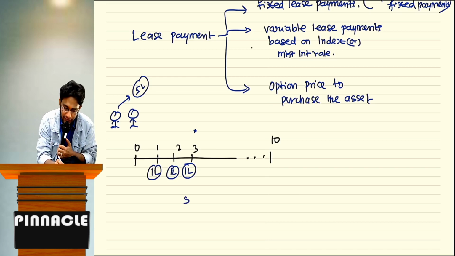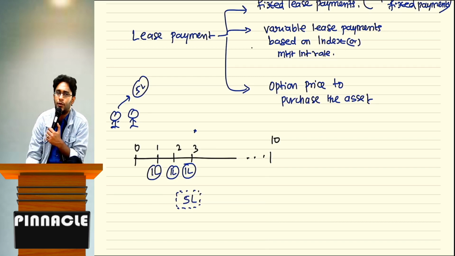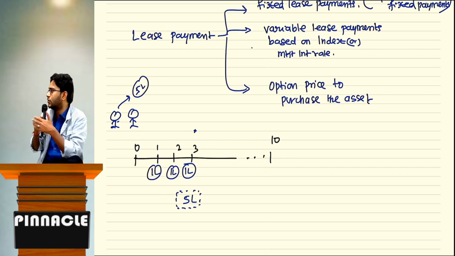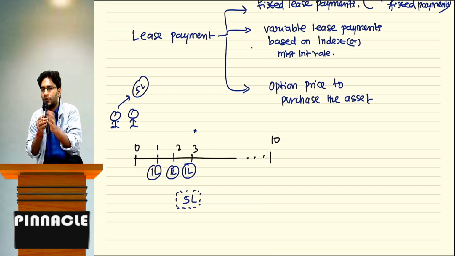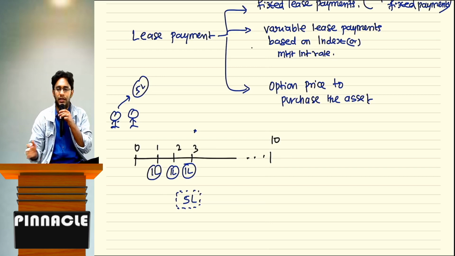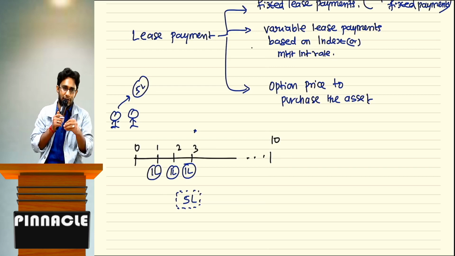Now, sir, should my 5 lakhs be included in my lease payment or not? It depends, sir. If you believe that the option is going to be exercised, that means ultimately you are going to pay this 5 lakhs also? Yes, then include. If you believe that no, we are not going to buy this asset, then don't include. So whether the 5 lakhs will be included or not depends on how reasonably certain you are to exercise the option of purchase.